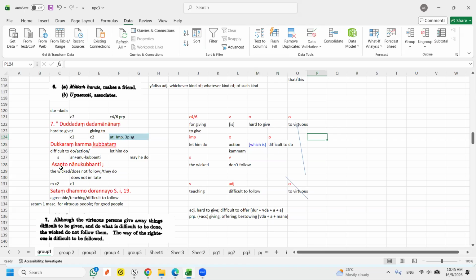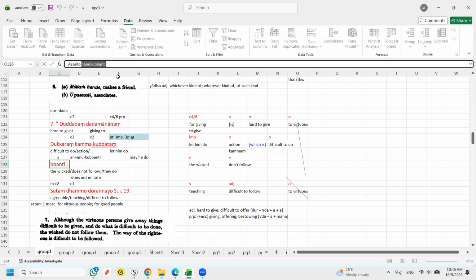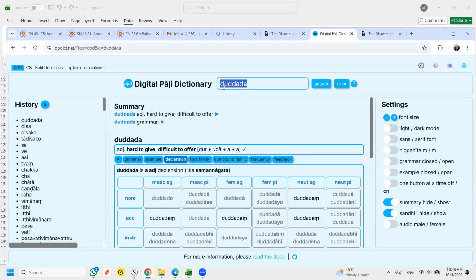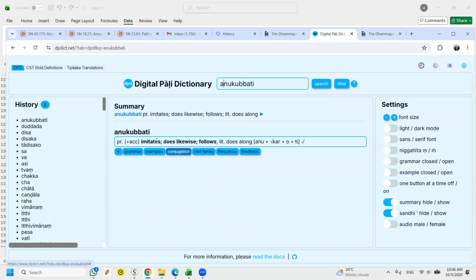Now, the third one. The third one is asanto. Okay. Can you see this one? This is a compound. Kubanti. Kubanti, this is the third person plural, plus anu kubanti. So this one is an is na. So if you look at kubanti, if you take this word, so it should be this word, anu kubanti. Can you see?